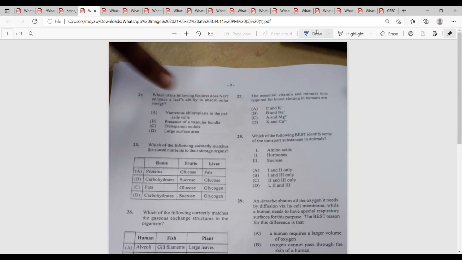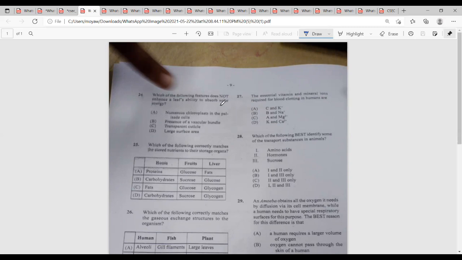So now, having numerous chloroplasts in the palisade cells definitely is going to assist in absorbing sunlight energy. Because remember, the chlorophyll in the chloroplast traps the sunlight energy. So having more in the palisade cells, which is one of the uppermost cells that is closer to the top and closer to be exposed to sunlight. So that's okay. That's not the answer.